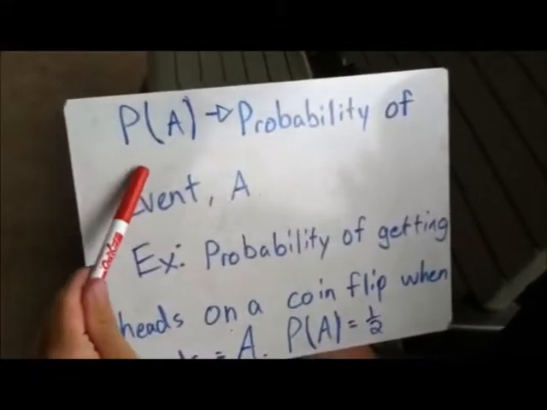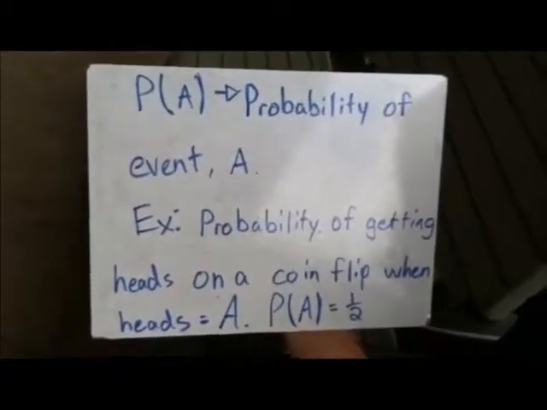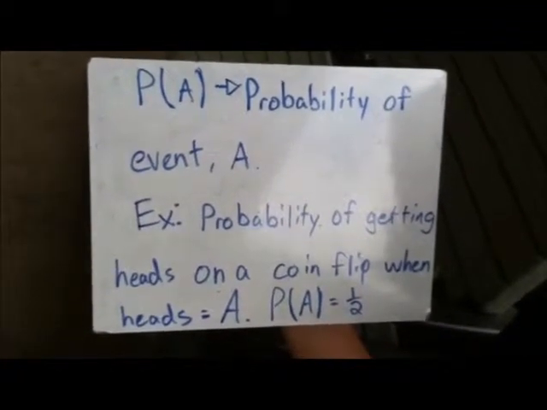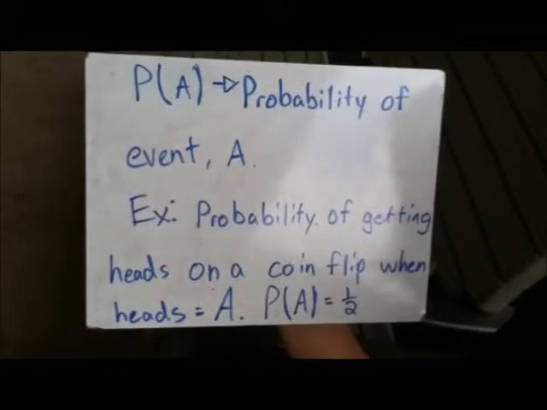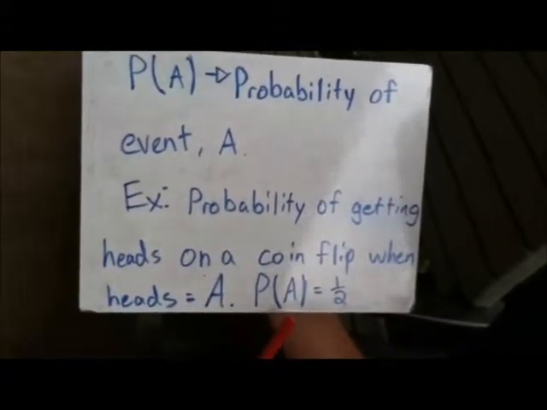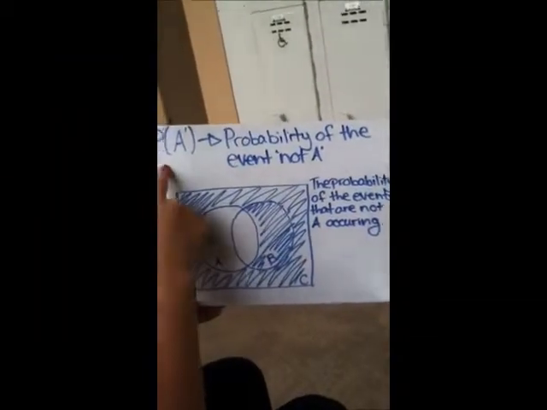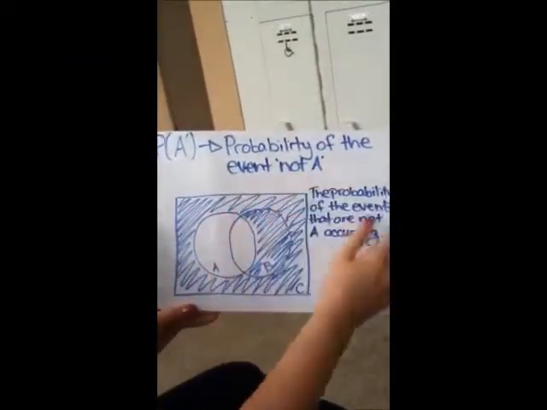This symbol means probability of event A. An example is finding the probability of getting heads on a coin flip when heads equals A. And so the probability of event A would be 1/2. This symbol is the probability of the event not A.